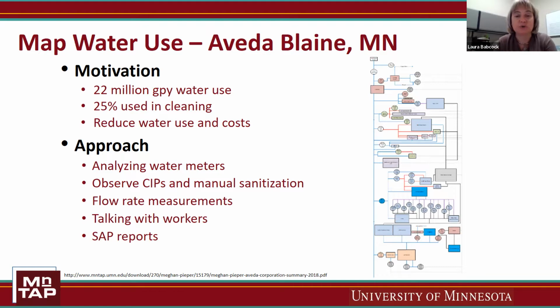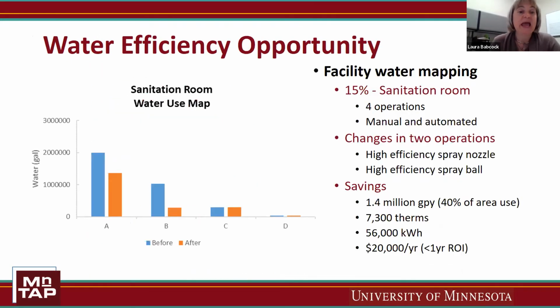She put together this gorgeous map that is on the right-hand side of the slide, and it was really complicated, but it was very beautiful, color-coded, really gave them an excellent picture of how water was being used in their facility. And with that, they identified one particular room, called the sanitation room, that used about 15% of the water. There were 4 operations that went on in that room.